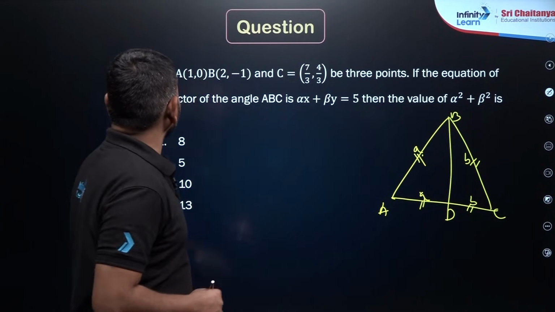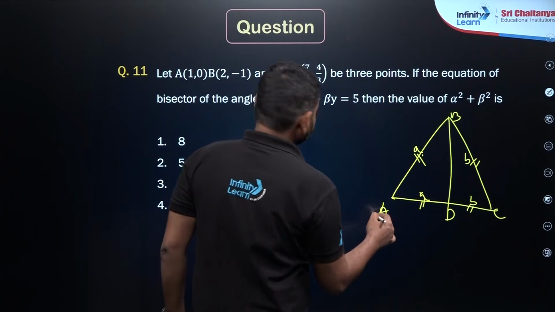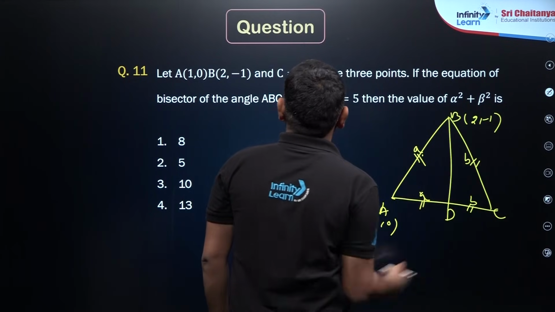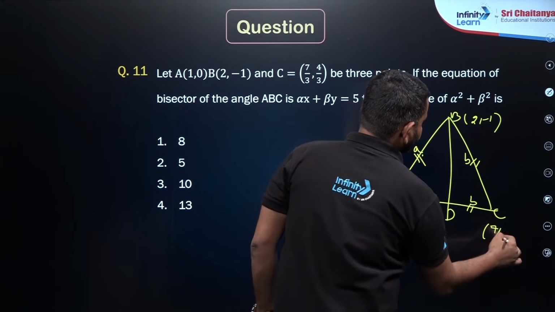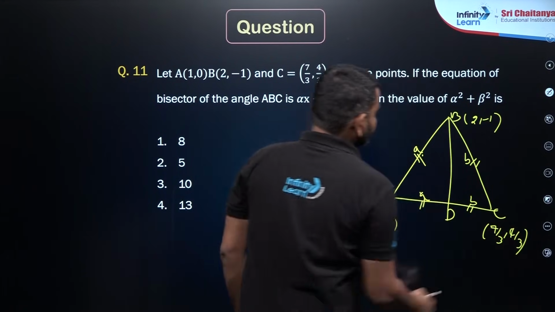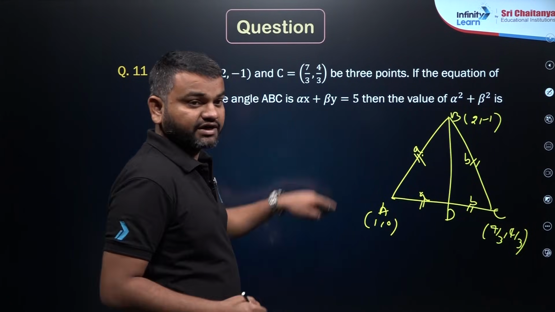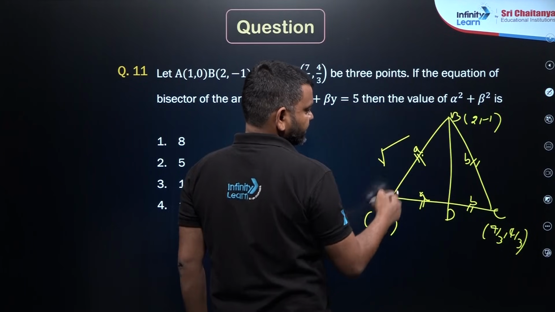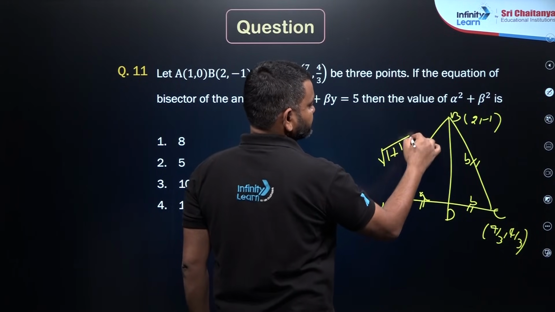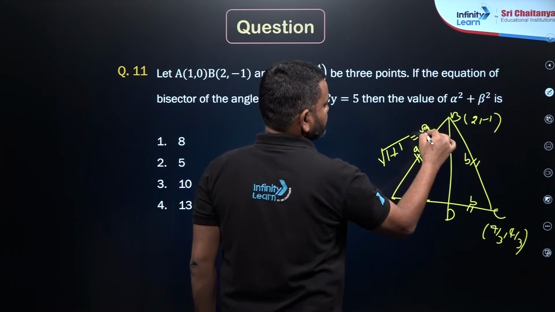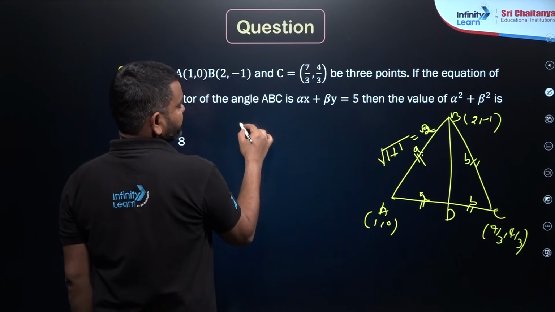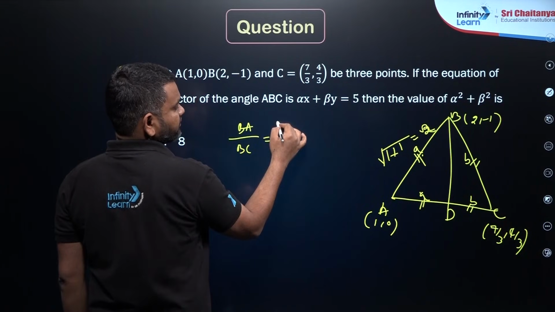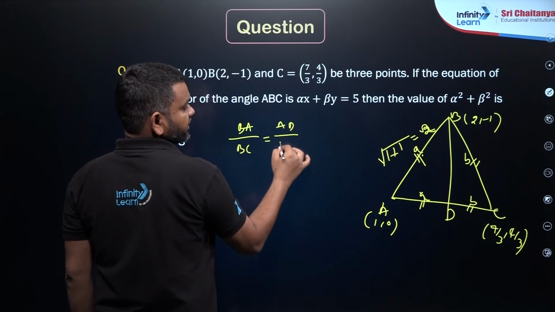Now what I have here is A value is 1, 0 and B value is 2, minus 1, and C value I have here 7 by 3, 4 by 3. So try to find the distance between A and this one. So this is going to be under root 2 minus 1 is going to be 1, minus 1 0 is 1. So this is root 2. So I mean to say BA by BC is nothing but equal to AD by DC.